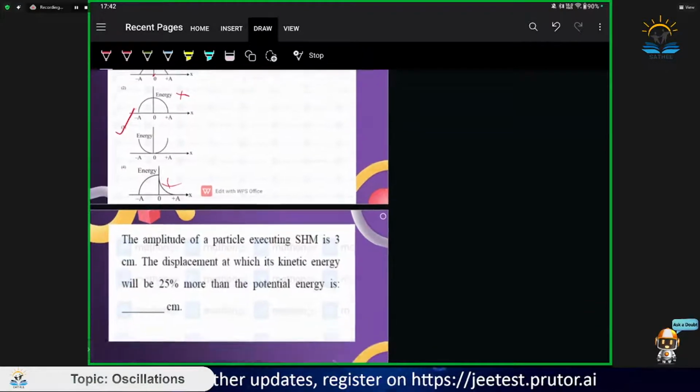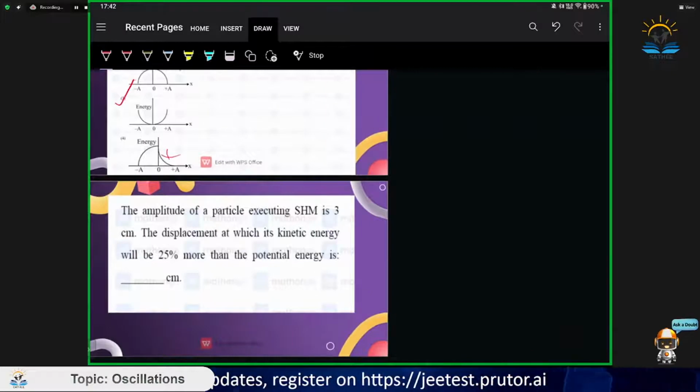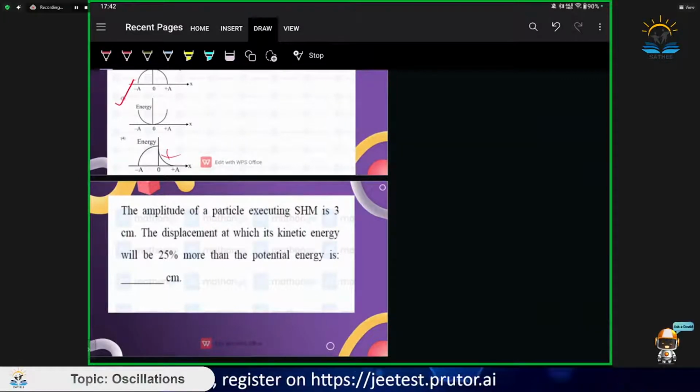Right, yes. Next question. The amplitude of a particle executing SHM is 3 centimeter.